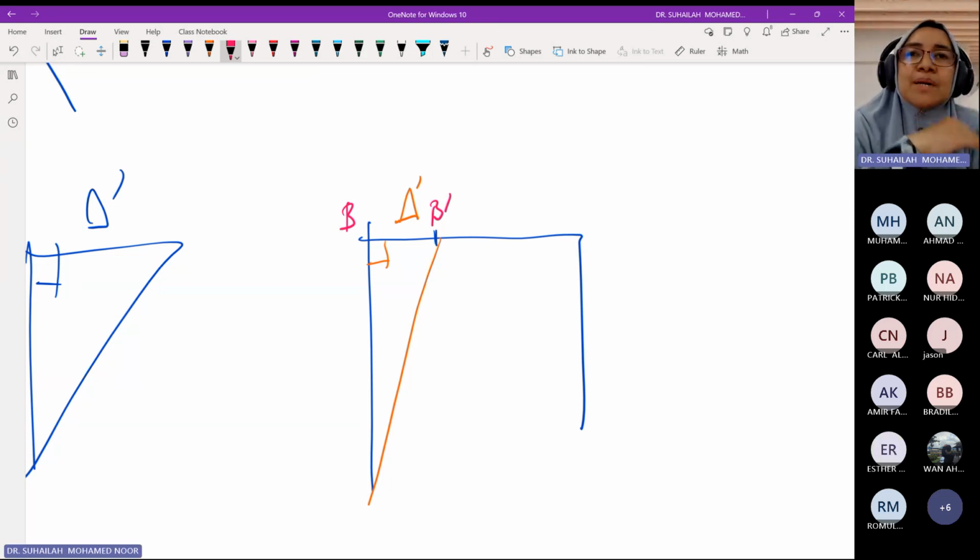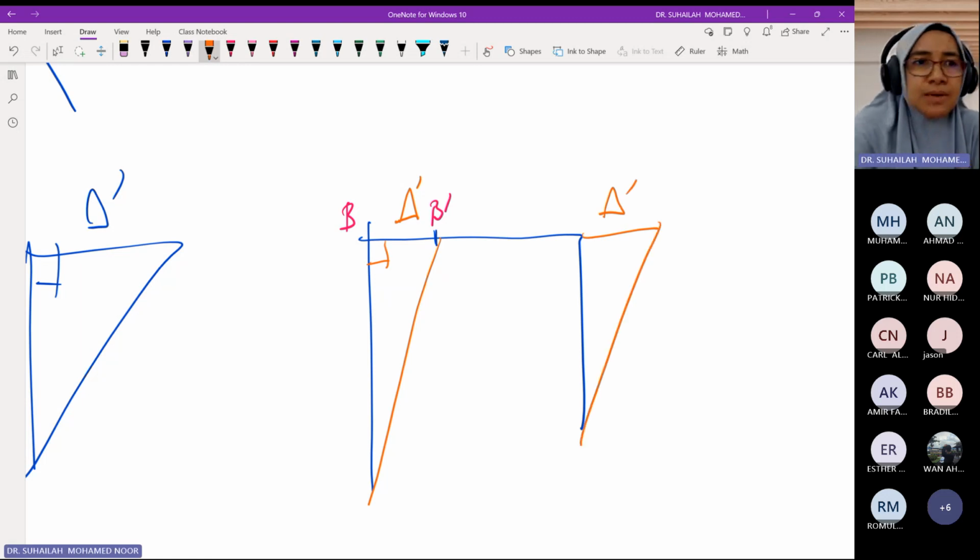Okay, B move, dia bergerak selari between B and B prime, selari. Okay, sama juga dengan C. Kan sini ada delta. Okay, cukupkan dia jadi satu segitiga. Dia perpendicular between delta and member column tu, it is perpendicular.